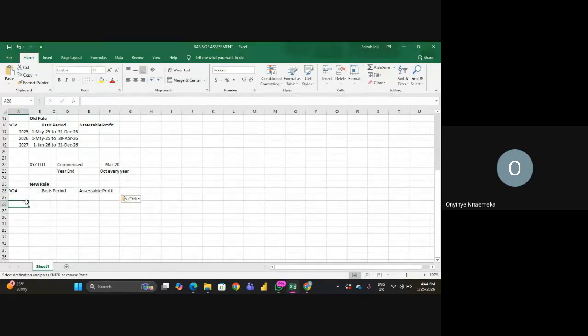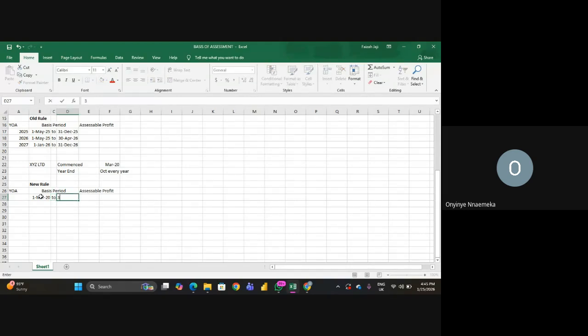Okay, so following the new rule, we want to check the base period and year of assessment for the first 3 years. And the first rule says, from the commencement date to the end of the first accounting year. So when did the business commence? 1st of March 2020. The first accounting year is what?